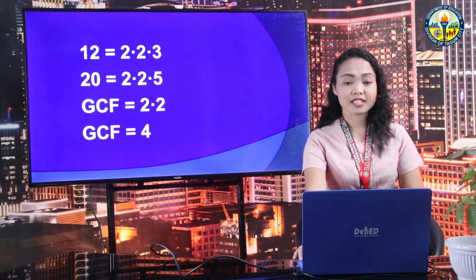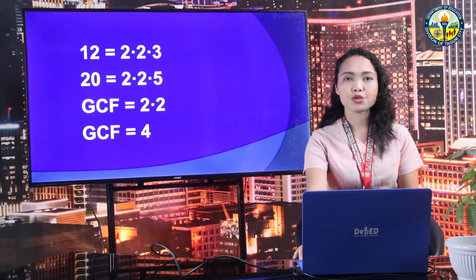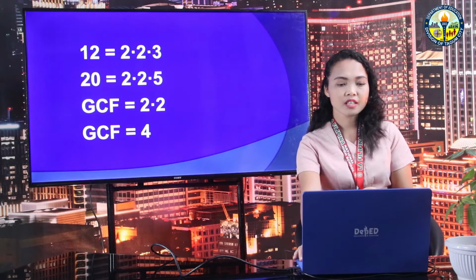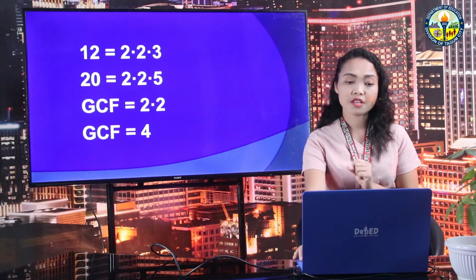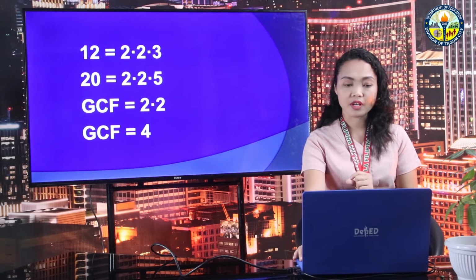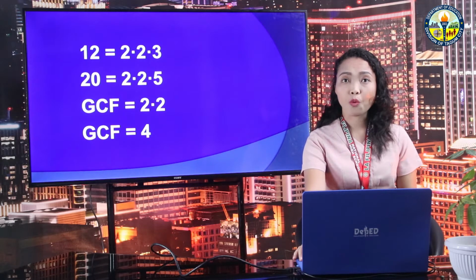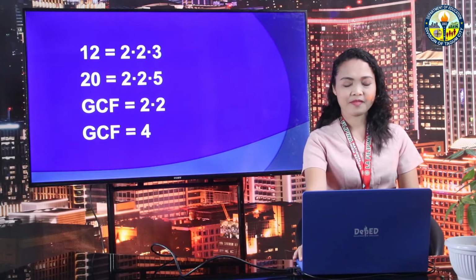So let's have 12 and 20. Then we're going to use prime factorization. For 12, we have 2 times 2 times 3. And for 20, we have 2 times 2 times 5. As you have noticed, they have common factors, 2 times 2. Therefore, our GCF is 4. Okay, what about the second step?